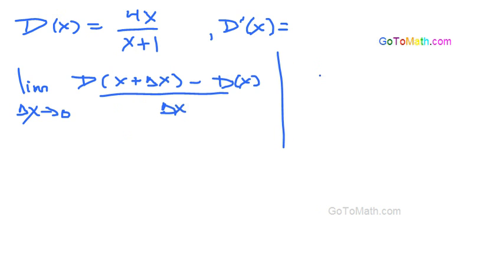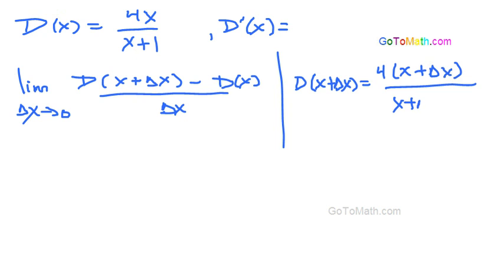We'll do some side work right over here. So D of x plus delta x is equal to, so we take the x plus delta x, plug it in, so we end up with 4 times x plus delta x over x plus delta x plus 1. Okay, so the x plus delta x goes in right here. Alright, and then we go ahead and plug that in to our limit.